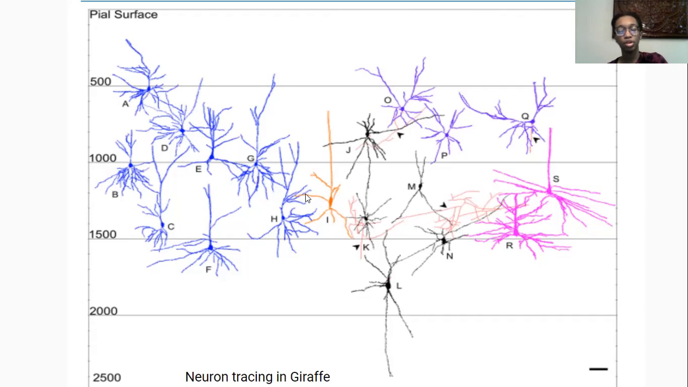They also focused on I, the interneuron, which is similar to the elephant ones, and J to N, these black ones over here, the extroverted neurons, as well as O to Q, which are these purple ones, and those are the gigantopyramidal neurons. And so the arrowheads over here represent the axon from the neurons. So all these arrowheads that you see.